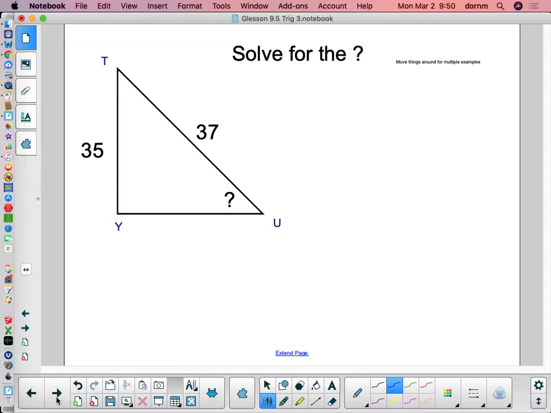So how about this? Let's solve for the question mark. What are we going to do? We're going to identify an angle that we're working with. We want to solve for u. We're going to identify our sides. Which side is the opposite? Which side is the hypotenuse? So this must be the adjacent. Which sides are in play for us? Opposite and hypotenuse.